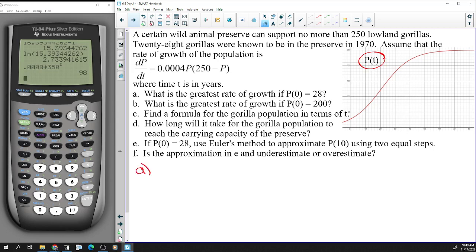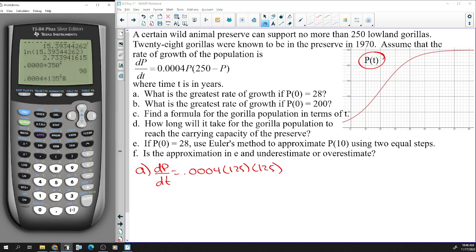So if we introduce 28 gorillas into the population, the fastest rate will be when the population is 125. So times 125, and then times 125, because that'll be the halfway point. So 0.0004 times 125 squared. So 6.25 gorillas per year.